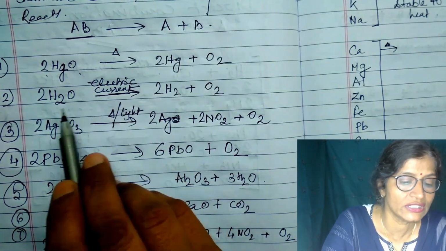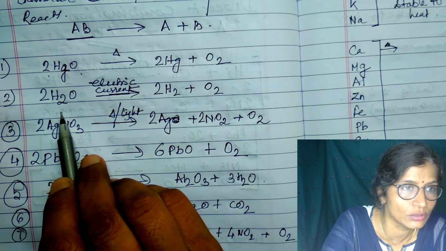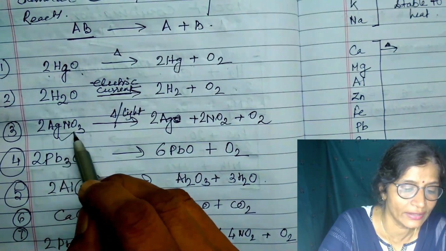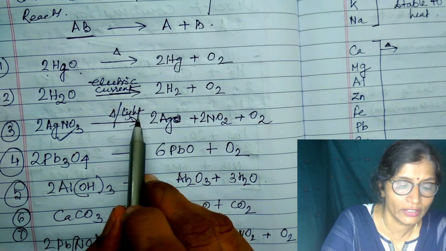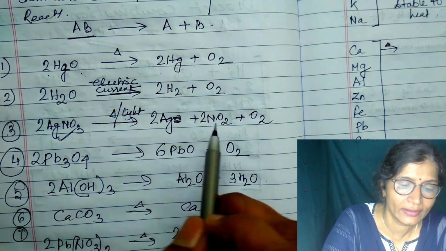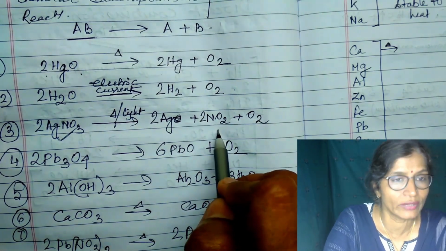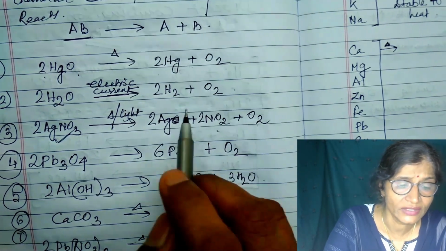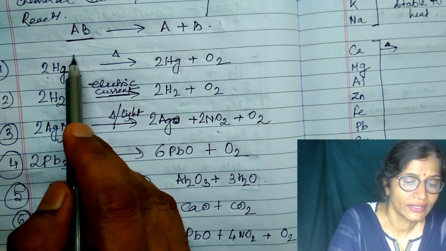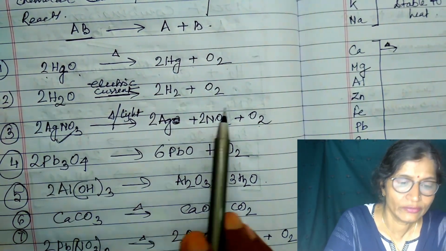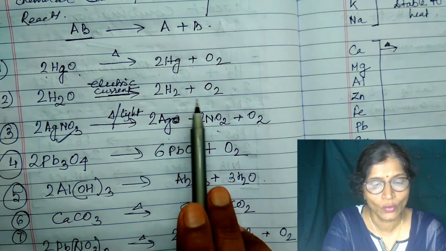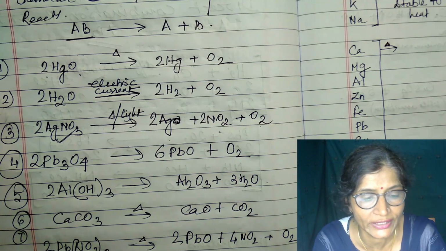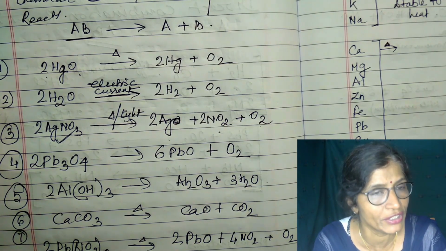Again, when electric current is passed through water, it will decompose and give hydrogen and oxygen. And silver nitrate, a compound, will decompose in the presence of light or a little heat and give silver, a reddish brown gas, that is nitrogen dioxide, and a colorless gas, oxygen. So in this way, one compound decomposes and gives two or more products. That is the chemical decomposition reaction. It is also known as decombination reaction.